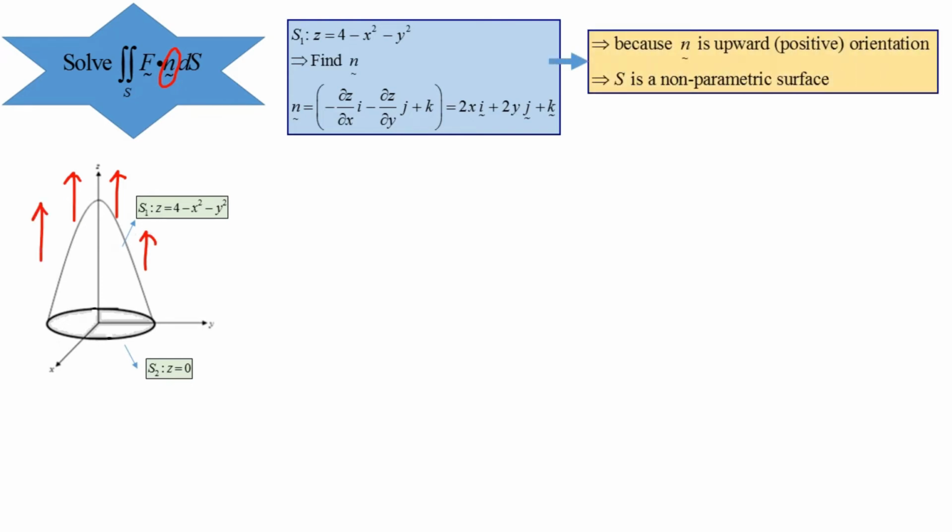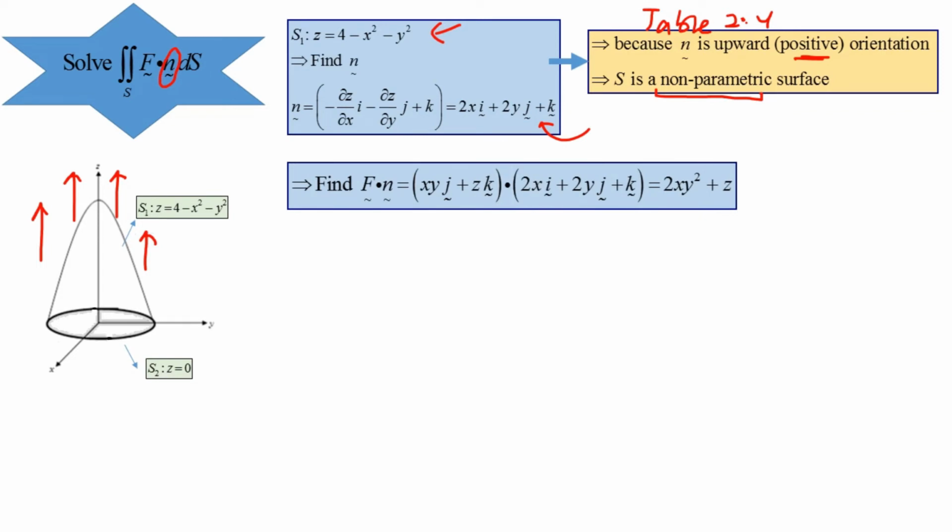So based on table 2.4, because n is upward, it means it's positive orientation, and the surface S here, which is 4 minus x squared minus y squared, is a non-parametric surface. So the formula will be negative del z over del x i minus del z over del y j plus k. So you partially differentiate z with respect to x and with respect to y, and put into the equation. So you get 2x i plus 2y j plus k. Now after that, you do F dot n. F given in the question is xy j plus z k, dot with the n that you obtained before.